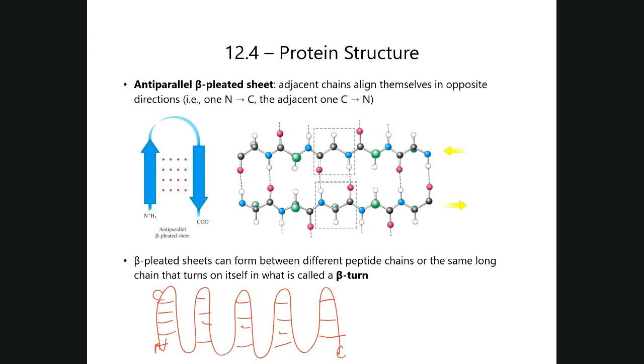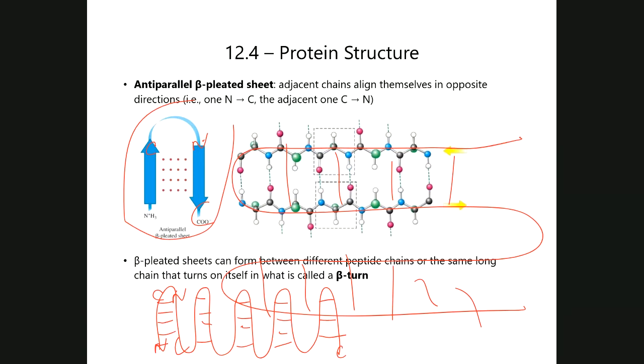So here, if you look at it, it goes from N to C and from C to N and from C to N and from N to C, right? So here's N to C and here's N to C this way. It's better to see it on the top over here. All right. So again, going this way and that way. And this associates with this and this associates with that, but they're going in opposite directions, like this, like that. All right. So that would be anti-parallel.